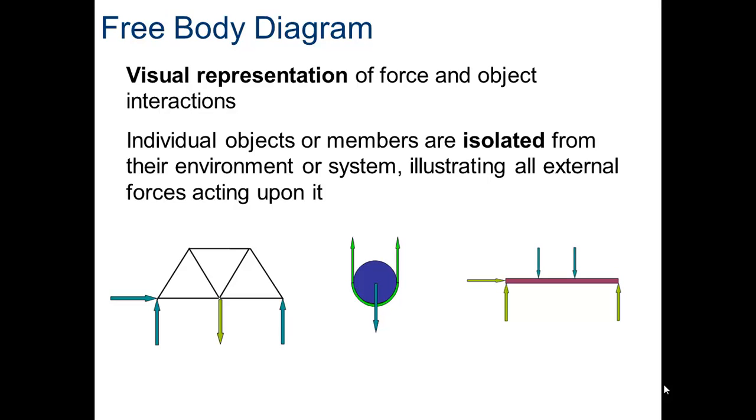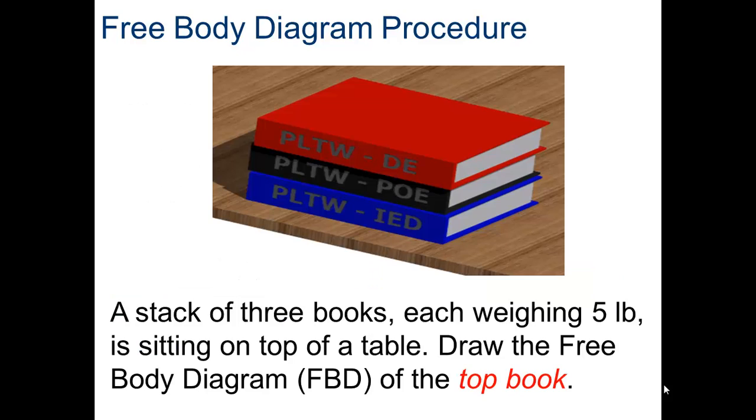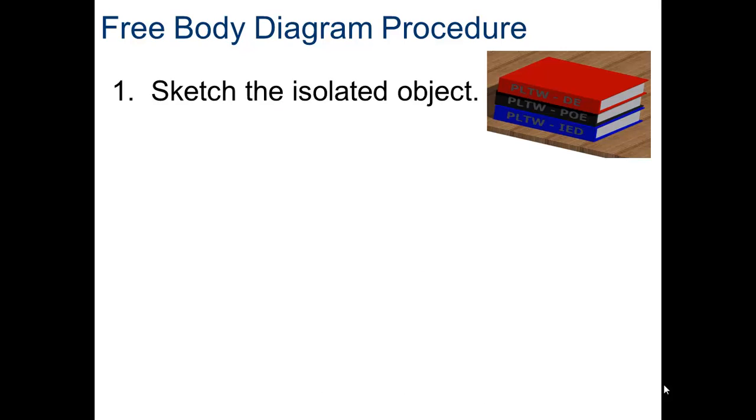If we were to draw a bridge, like the one on the left, we get rid of anything else surrounding that bridge. The one in the middle could represent a pulley, so again we get rid of everything but the pulley itself. And the one on the right could just be a beam or a plank or anything like that. Okay, let's practice drawing a free body diagram. Here we've got a stack of three books, each weighing 5 pounds, sitting on a table. I want to draw the free body diagram of the top book.